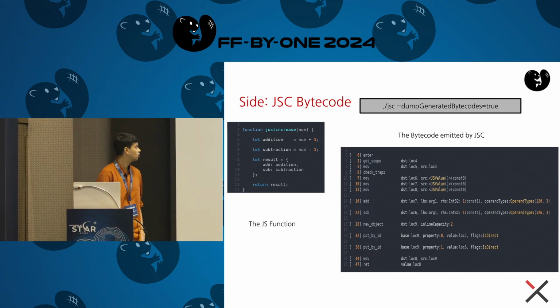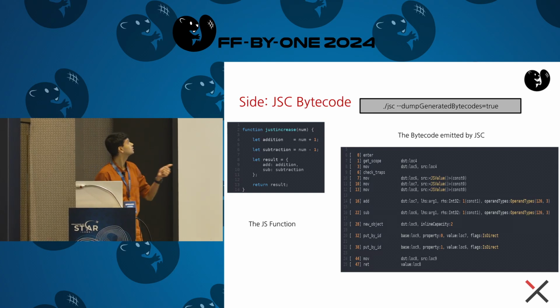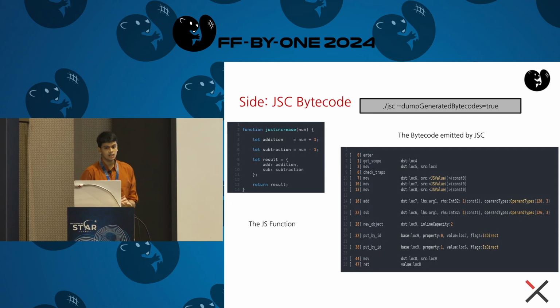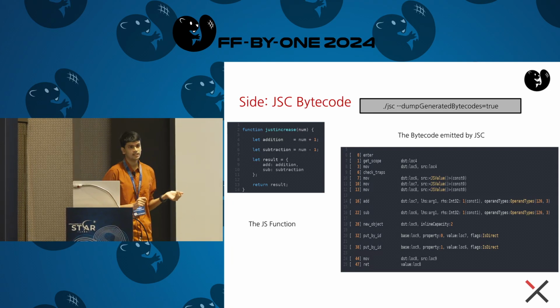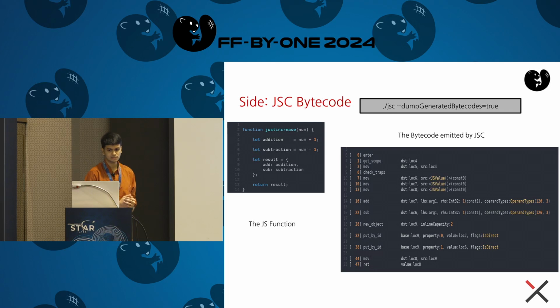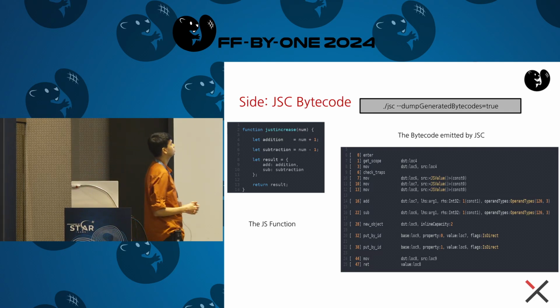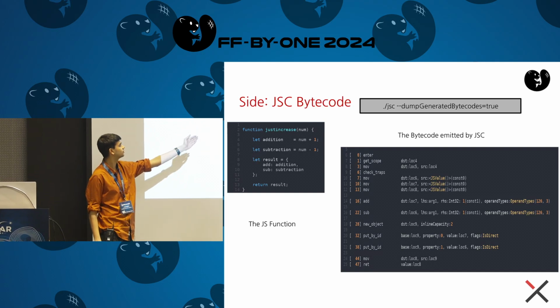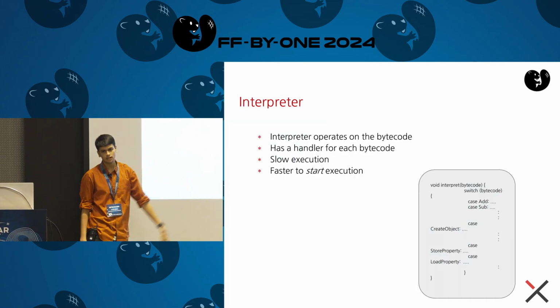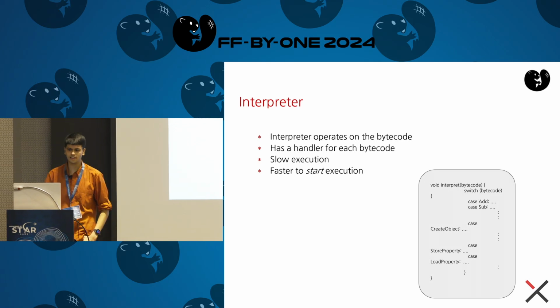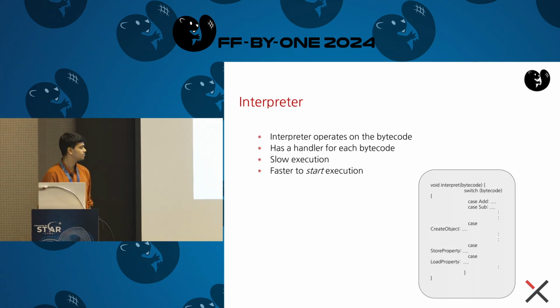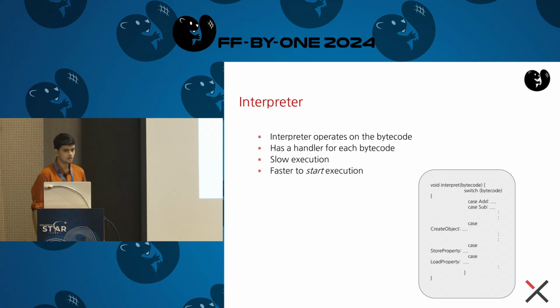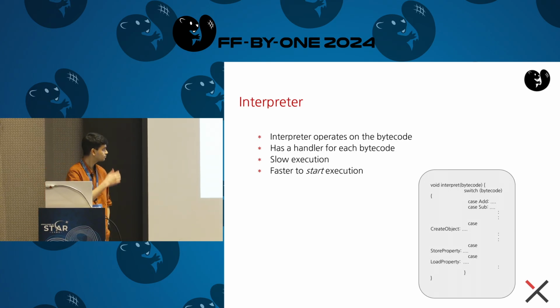Now JavaScriptCore, which is JSC for short, is WebKit's JavaScript engine. The bytecode for JavaScriptCore looks something like this. You can see that each bytecode consists of an opcode followed by a few operands. So it's kind of like assembly, but it's a bit higher level. Now let's talk about the interpreter first.